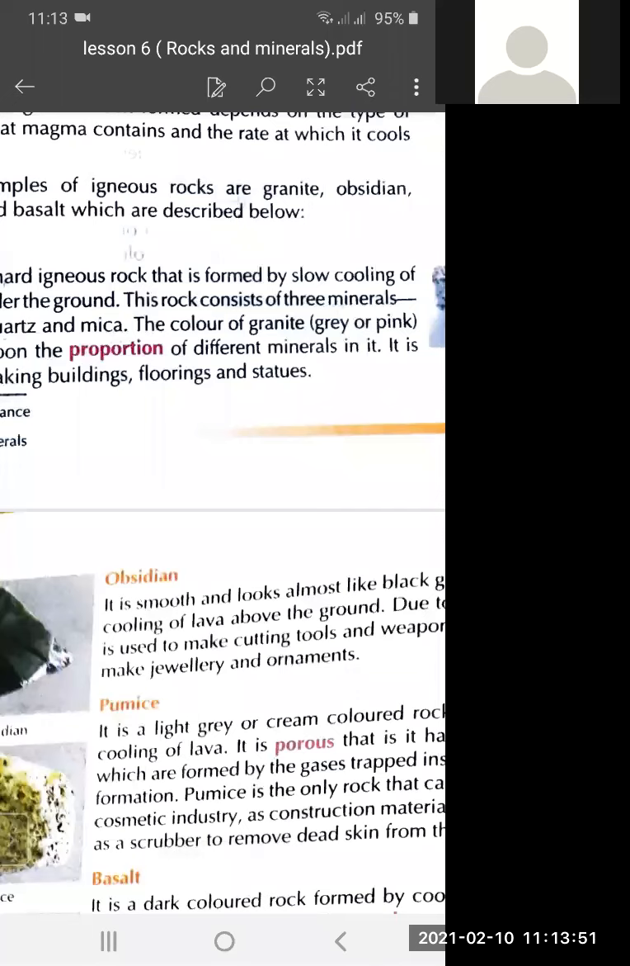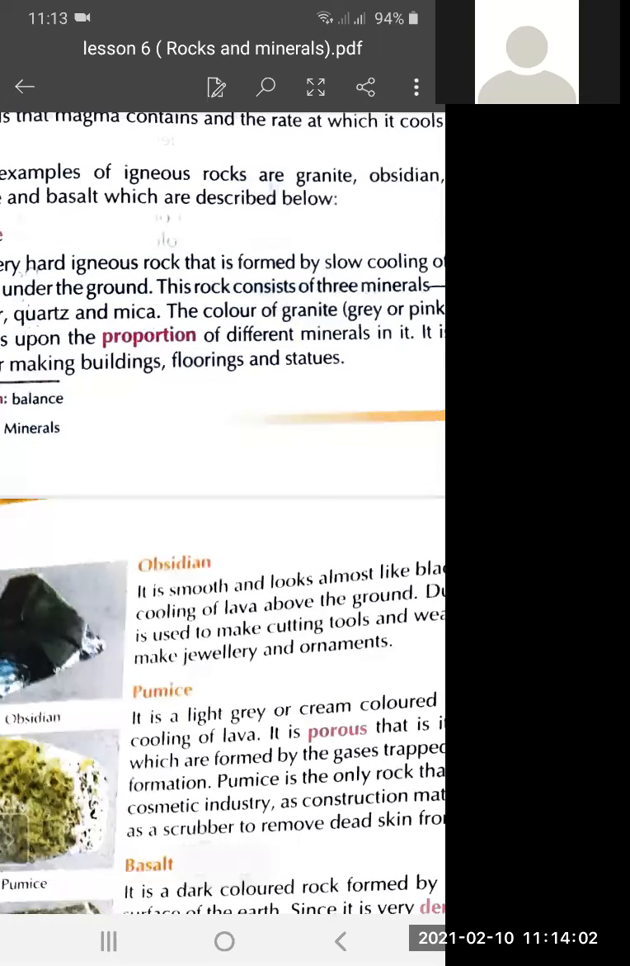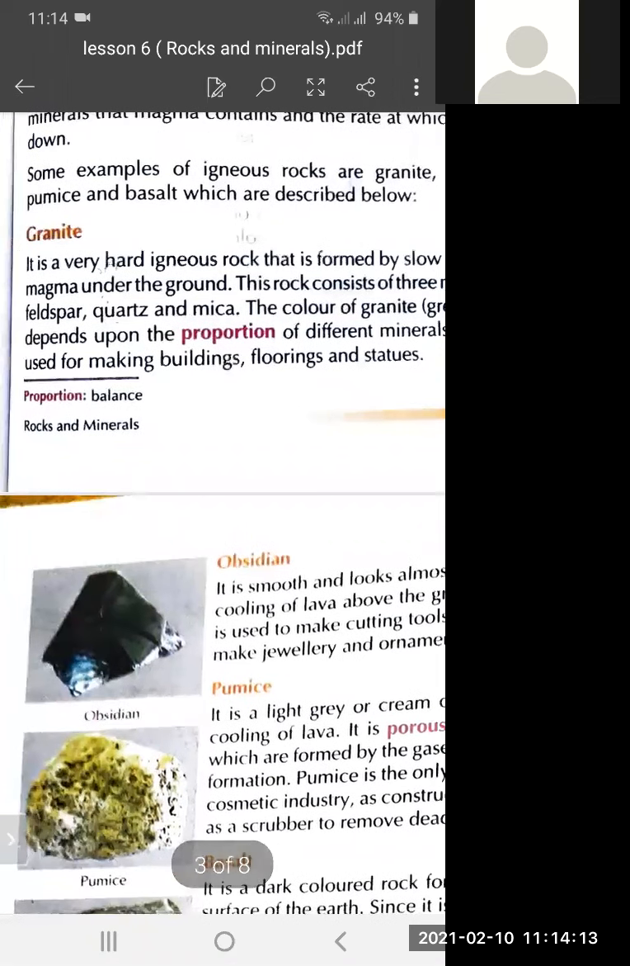What is the color of granite? Gray or pink. It depends upon the proportions of the different minerals available in it. Granite is used for making buildings, flooring, and statues.